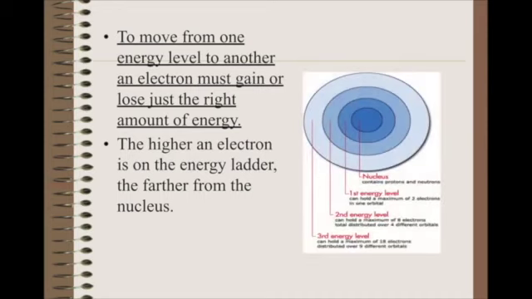Here you see a model where that middle circle is the nucleus. That's where the protons and neutrons are. Then you have your first energy level, which can hold 2 electrons. The second energy level can hold 8 electrons, and the third energy level can hold 18 electrons.